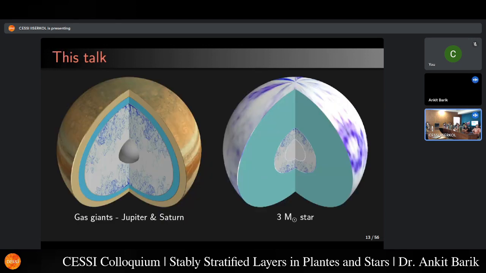Coming back to what this talk is going to be about, I'm going to talk about three case studies when it comes to stably stratified layers. Two will involve the gas giants, Jupiter and Saturn, and the third one will be massive stars, three solar mass stars, with a convective layer inside a massive radiative envelope.